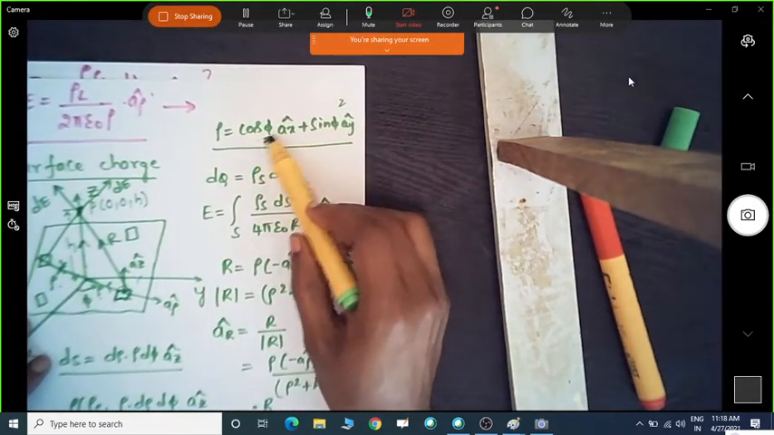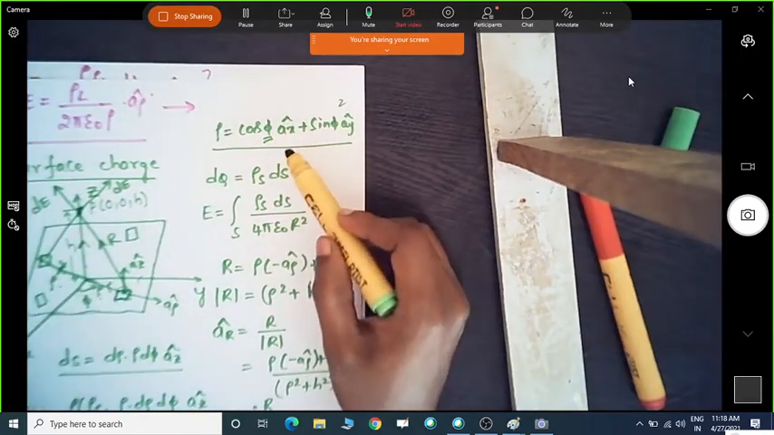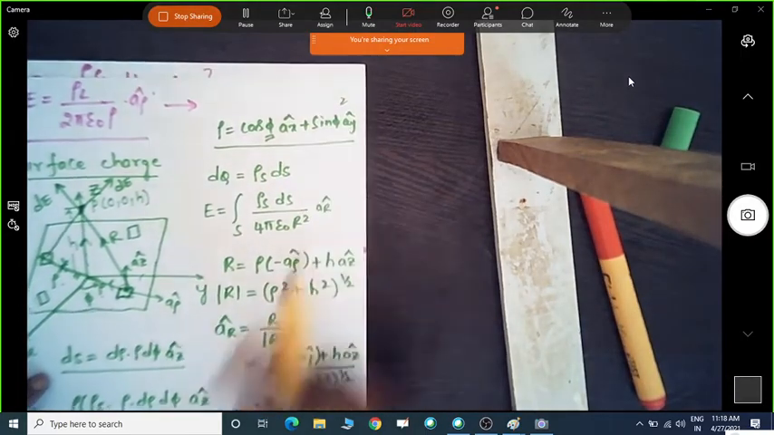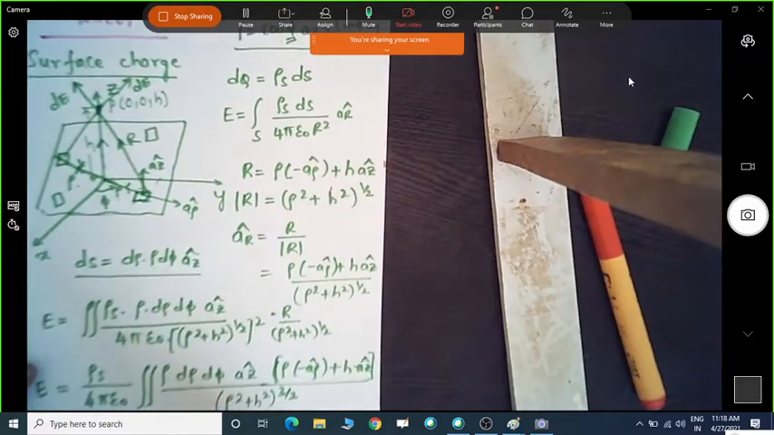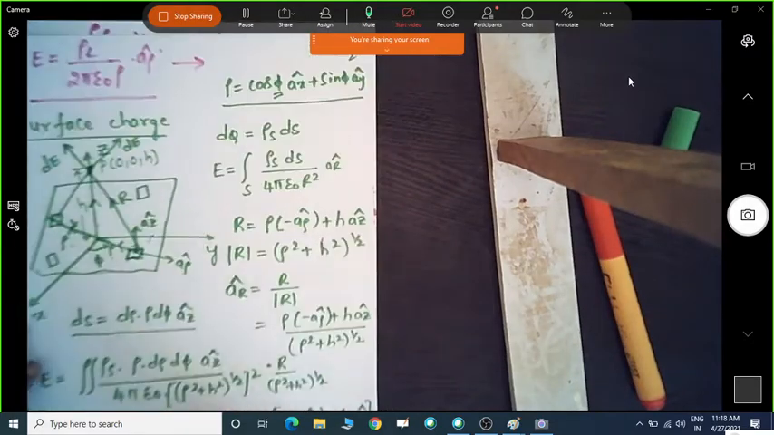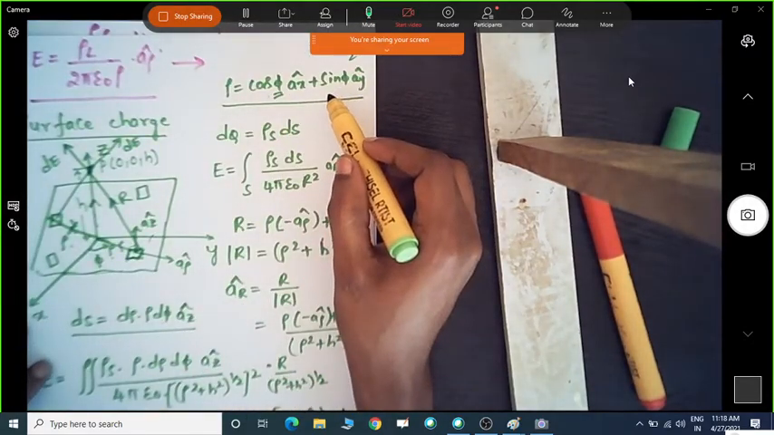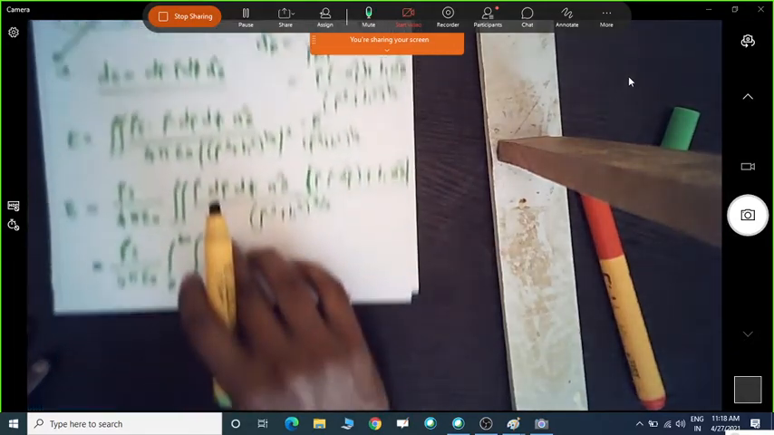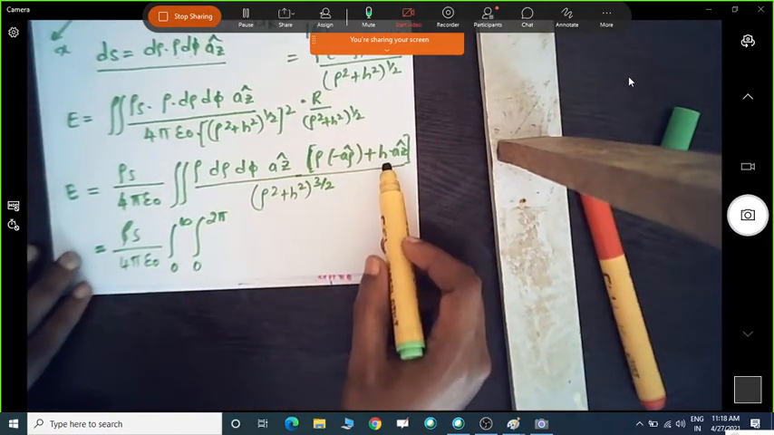If you split it up again, this rho component will become 0. Okay, so over 0 to 2 pi, the integration of this cos phi and sin phi will become 0. Okay, so that's why we'll only have the z component.